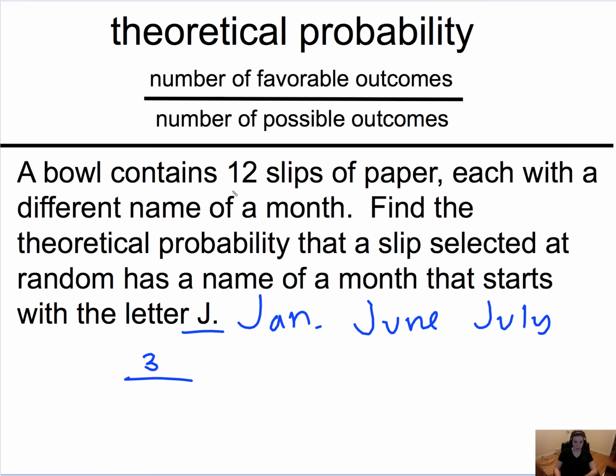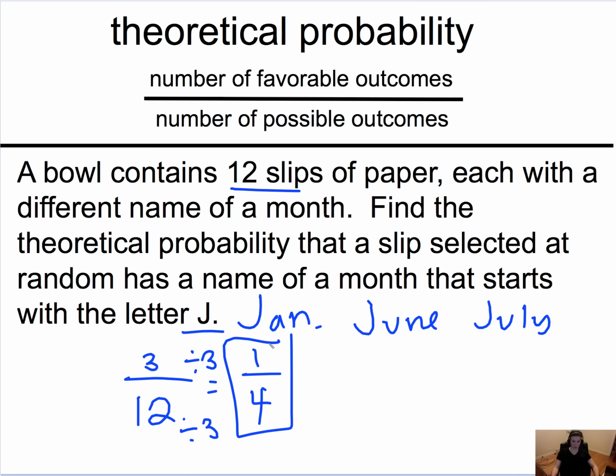Well, how many slips of paper are in the bowl? 12. So that's our number of possible outcomes. Never leave that as your final answer because it can be simplified. Both of these can be divided by 3. So this would simplify to 1/4.